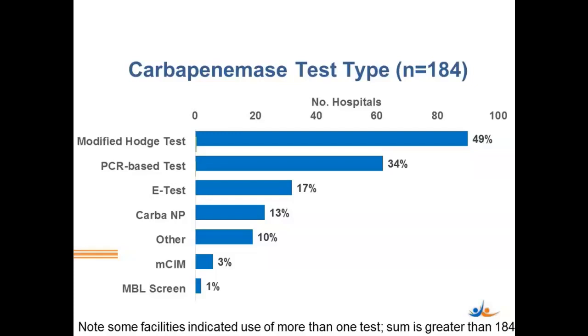And there are other tests listed here as well, specifically Carba NP and MSIM, which are two phenotypic tests, meaning they'll tell you whether or not a carbapenemase is present, not telling you specifically what type of carbapenemase it is. And this is something you'll hear more about from our speakers in a bit, MSIM testing and Carba-R testing specifically.